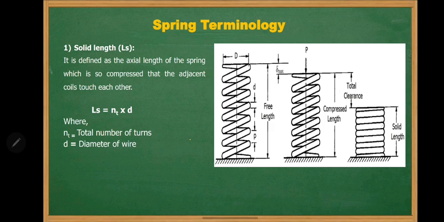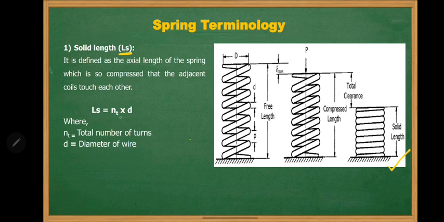The basic terminology starts with the solid length. Solid length is denoted by L suffix T. It is defined as the axial length of the spring which is so compressed that the adjacent coils touch each other. Here you can see the solid length, where the adjacent coils touch each other. If there is no gap between the adjacent coils, then it is called solid length. Solid length is generally calculated by using the equation Ls is equal to nt multiplied by d.